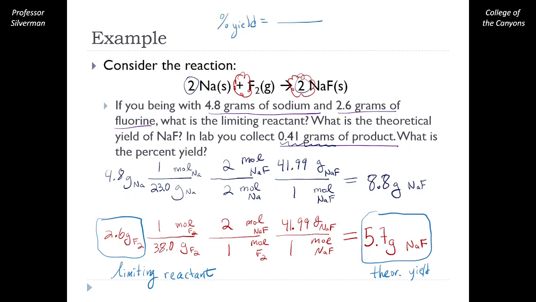The last question here, we know that we actually collected 0.41 grams of our NaF when our best case scenario was making 5.7 grams. We end up with 7.2% yield. This reaction was not very efficient, maybe because of something we did in the lab, or maybe because of the limitations of this chemical reaction.